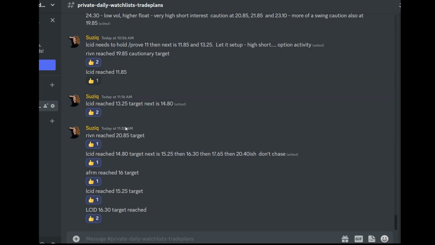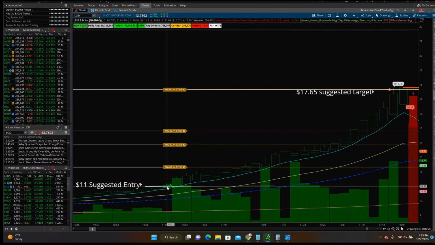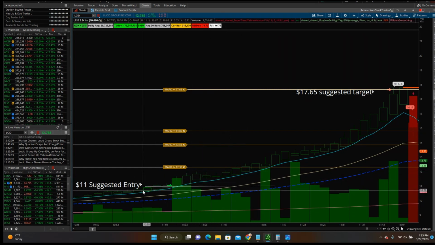So as you can see, I told everyone it needs to prove and hold $11, which is pretty much where I was looking at it when I first came in and had my computer on and made this trade plan up. So I was able to get in right around $11 because it held the 9 EMA. Okay. And then I got in right here on this candle. So then it was just a matter of going up to these targets and following to see if it's going to hold the 9 EMA.